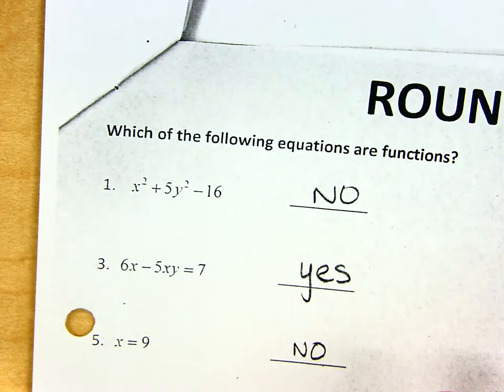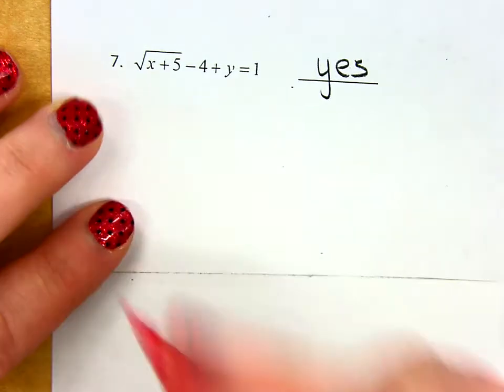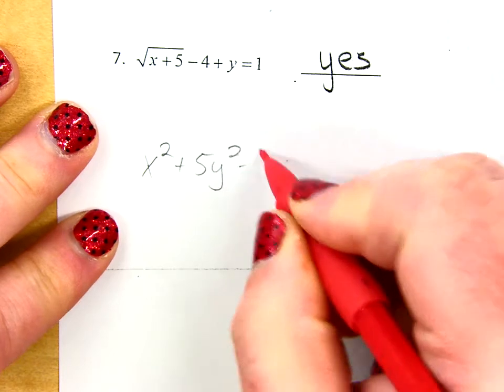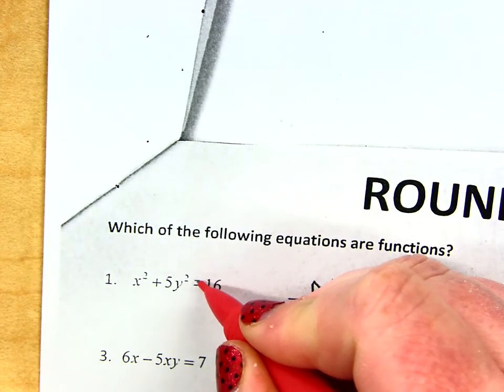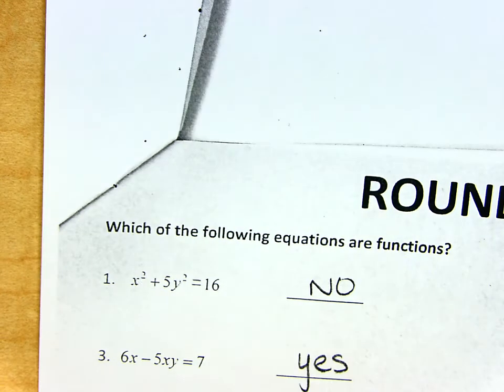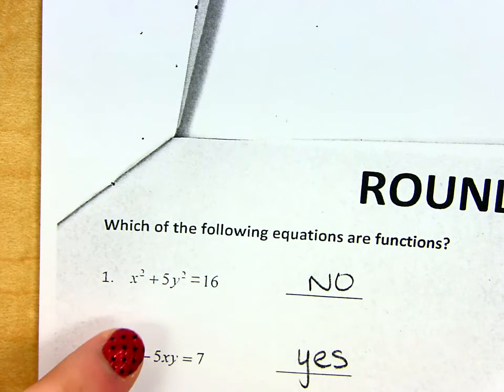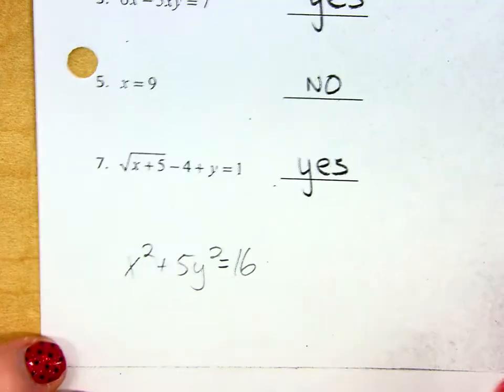Let me grab another sheet here. I'll just do it at the bottom. Okay, so let's recopy it. X squared plus 5y squared minus 16. Oh, you know what, too? There's a typo. That's supposed to be equal 16. So that might have thrown you off on the first one. I'm so sorry. Yeah, that's not supposed to be a minus, because that's not even an equation without it. Right? Okay, sorry.